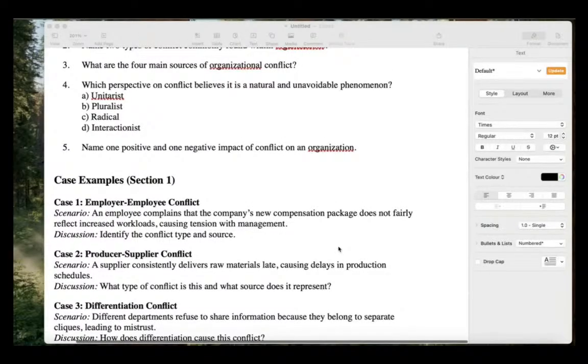Can we move to the next case, which is about different departments refusing to share information because they belong to separate cliques, leading to mistrust. So what type of conflict is this, and how does differentiation cause this conflict? That is what we have to discuss basically in this. So what do you understand by this? How does the differentiation cause this conflict?